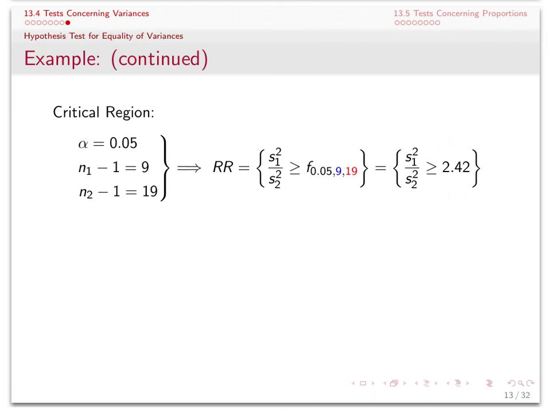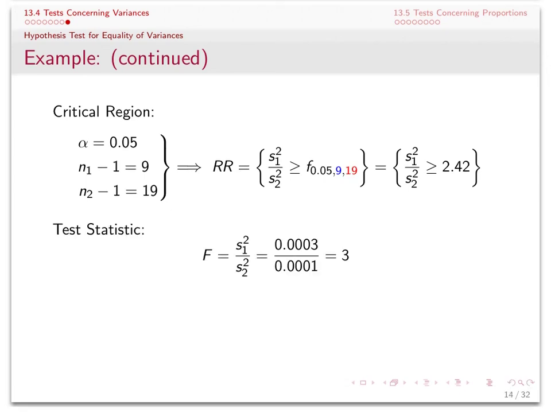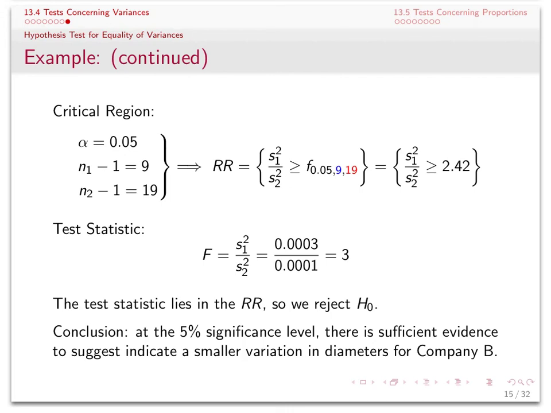Then we'll go to compute our test statistic. This is S1 squared over S2 squared. So we take the ratio of those two variances from our samples and we get 3. We see that this is in the critical region, and therefore that means we're going to reject the null hypothesis. So that tells us that based upon this data at the 5% significance level, there is sufficient evidence to suggest a smaller variation in diameters for the machine engine parts produced by company B.